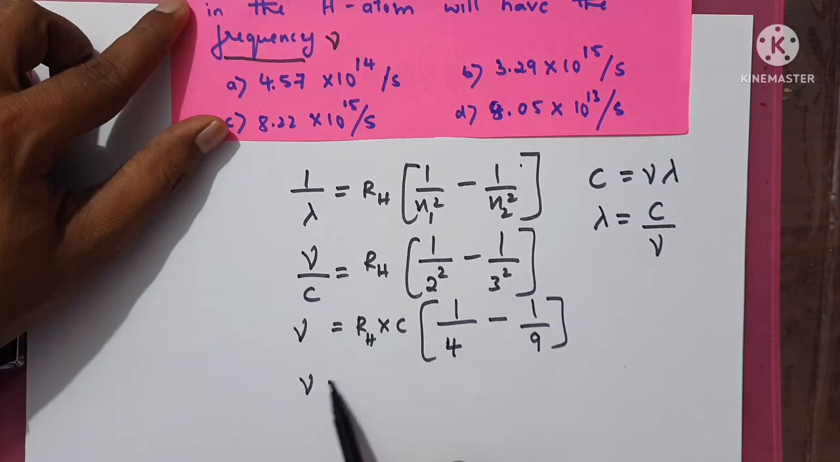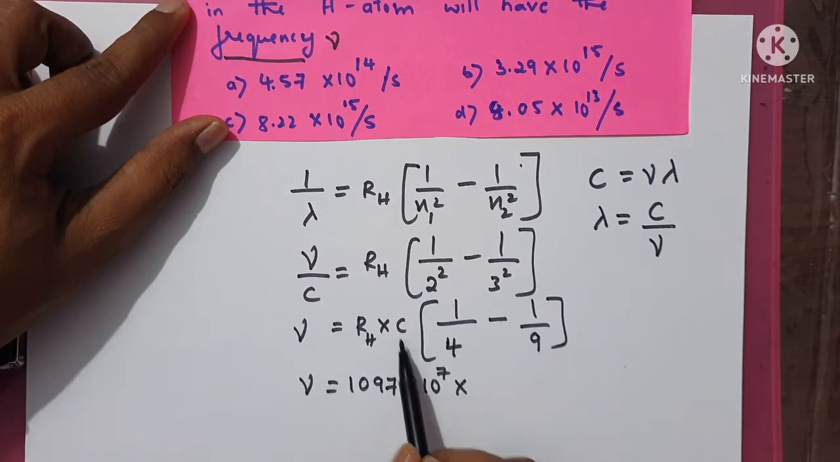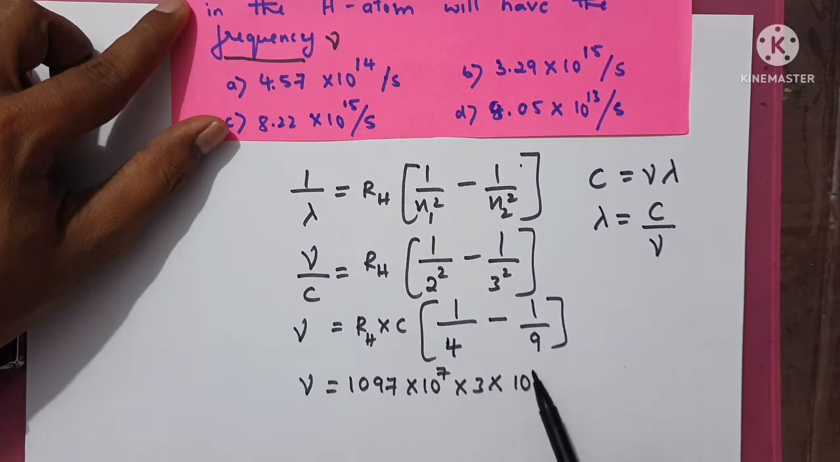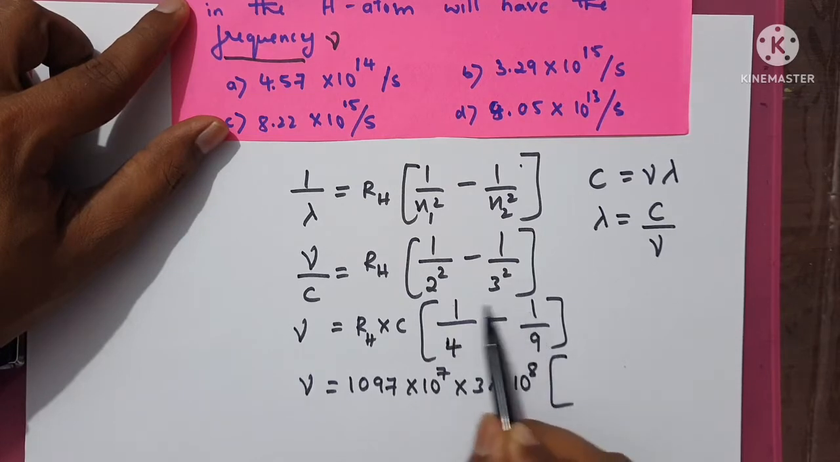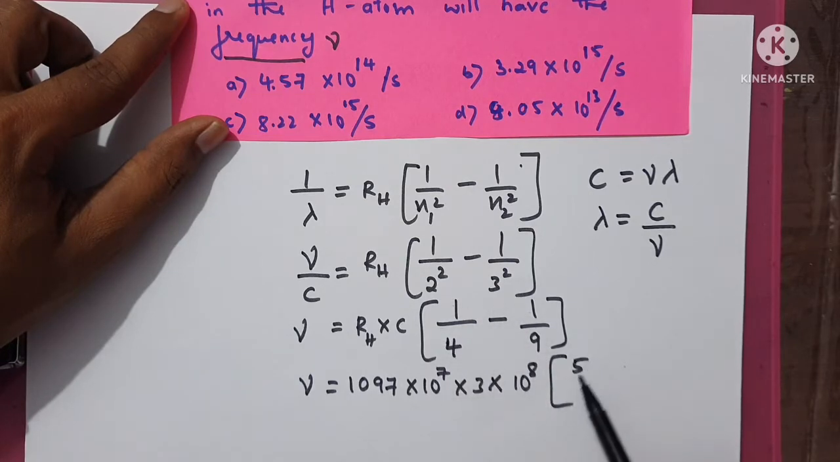Or frequency is equal to, the value of R is 1097 into 10 to the power of 7, into the value of C. C is the speed of light. It has a fixed value of 3 into 10 to the power of 8. If we simplify this whole value, we'll get 5 by 36.